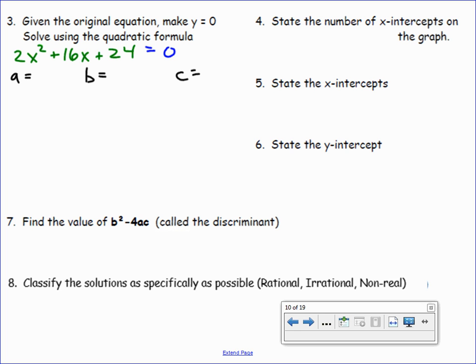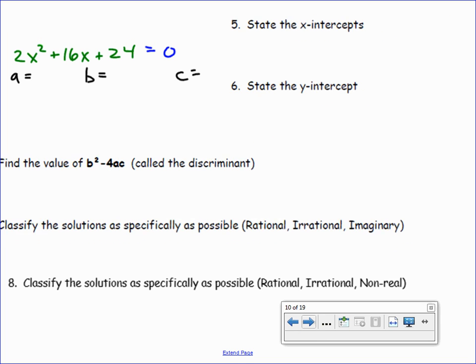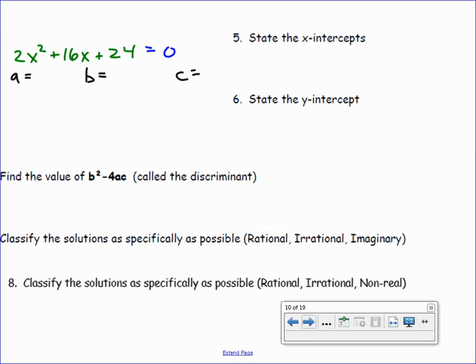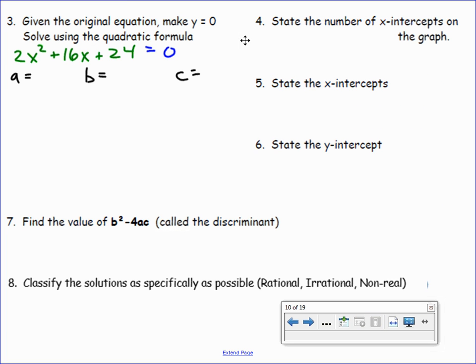Wait a minute, didn't we already do that? Did we already do that? Yeah, we've got 2, 16, and 24, right? 2, 16, and 24, so we already have those values. Good, good. And I wish I had done that. Oh, but there's hope. So I better just go like this.